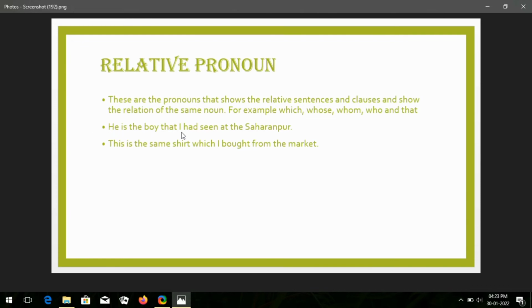He is the boy that I had seen at Saharanpur. He is the same boy that I had seen at Saharanpur. Actually, there is some mistake in this sentence. Here, in place of that, you can use who, because boy is a living thing. So it may be a clerical mistake, no problem. You can assume here who. You can say: he is the boy who I had seen at Saharanpur. And in the same way, this is the same shirt which I bought from the market. I hope you are getting it. Let's move forward.